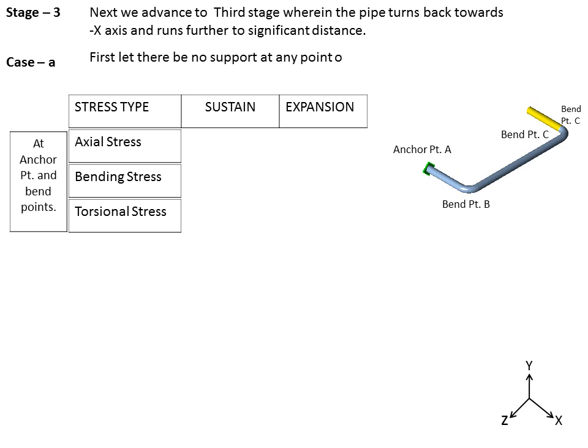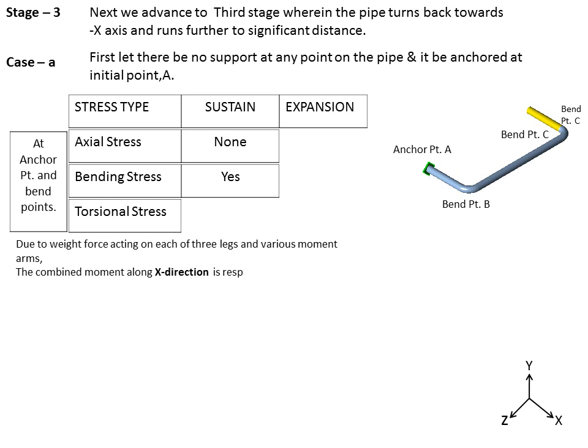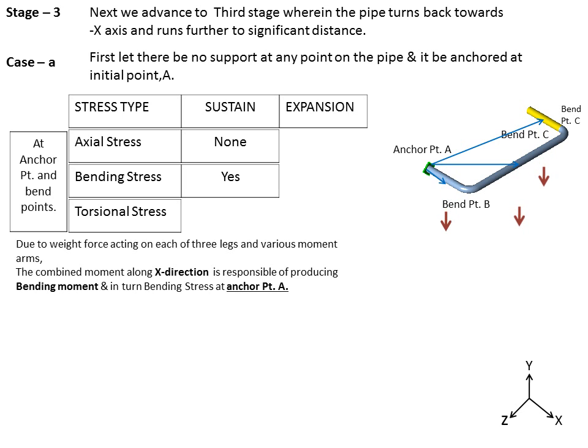So first, let there be no support at any point on the pipe and let it be anchored at initial point A. Now in this configuration we don't have any axial stress in the sustained condition. There is a bending stress, and this is due to the weight force acting on each of the three legs and various moment arms. The combined moment along the x direction is responsible for producing the bending moment and in turn the bending stress at anchor point A. So we have the combined loading which is producing the bending stress at the anchor point A.